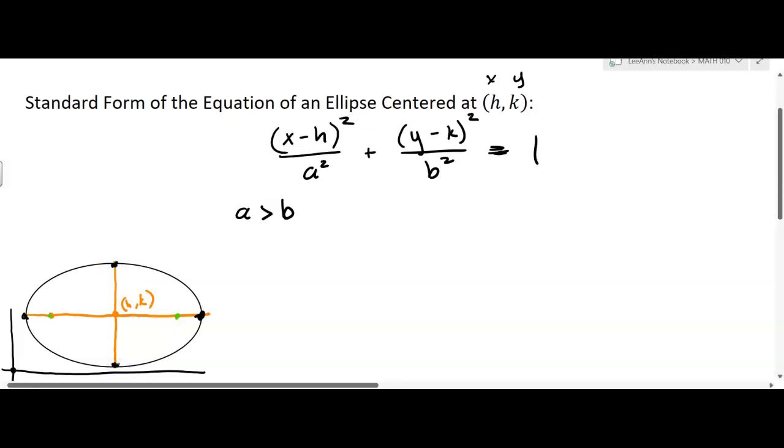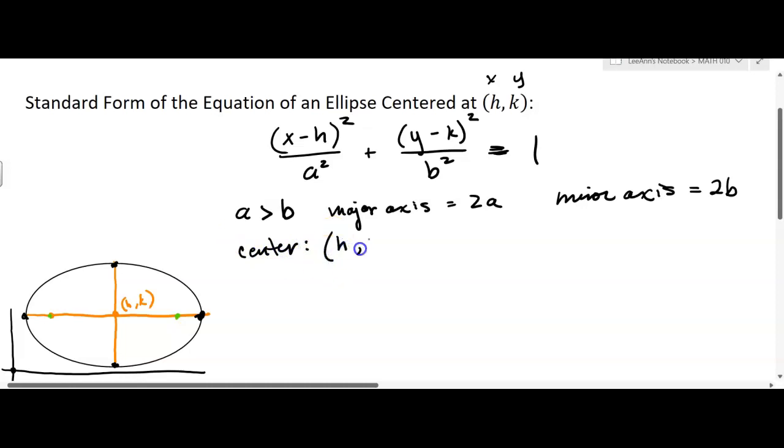Now, based on that, we're going to give you some information. So the major axis, the length of it, still equals 2a. The minor axis, the length of it, is still 2b, okay? The center, and that's important, is h, comma, k. So sometimes they can give you an equation and they'll want to know what the center is, or maybe they're going to ask us to graph it.